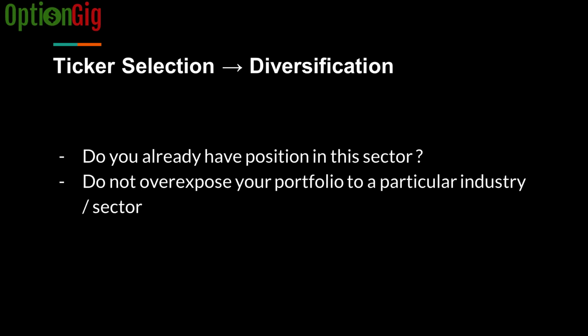Next one is diversification. Let's say I found a great liquid stock with a high IV rank and I do not currently have any trades on this particular ticker, but I may have a lot of trades on another ticker which is in the same sector. For example, if I found that oil and energy ETF XOP is very liquid, high IV rank, I have no trades on XOP, but then I might have a lot of trades on USO, which is again an oil ETF. I don't want to overexpose myself on a particular industry.